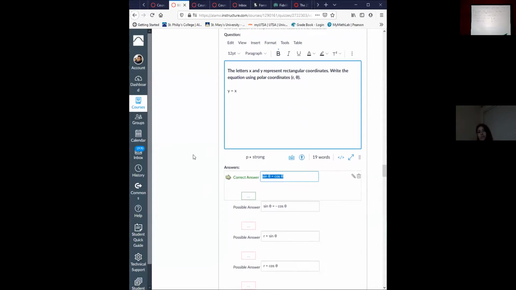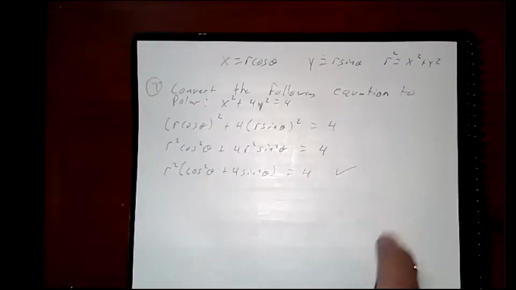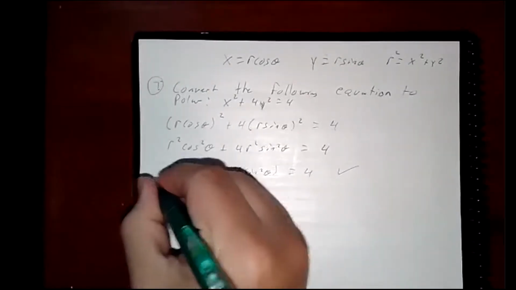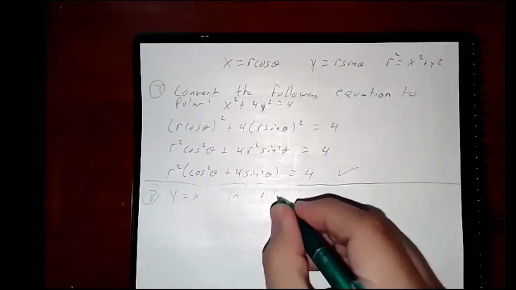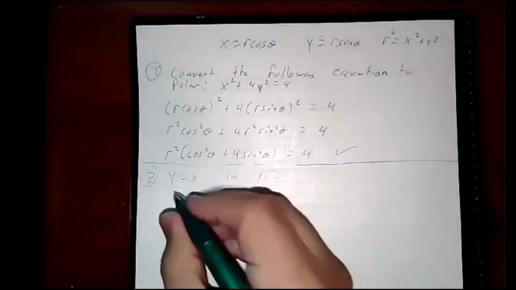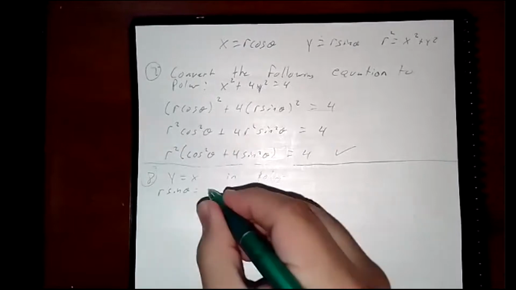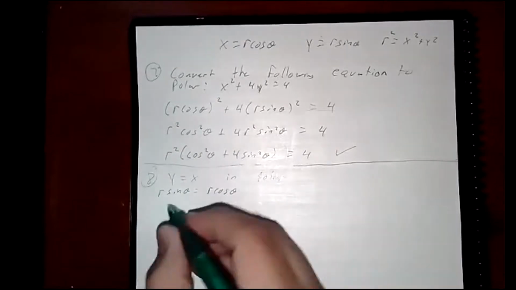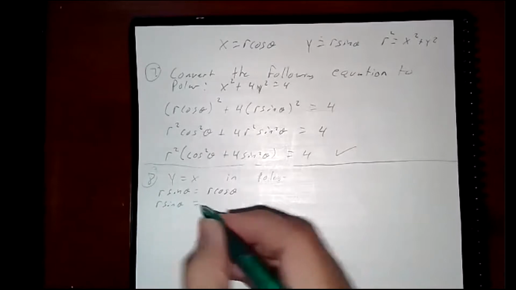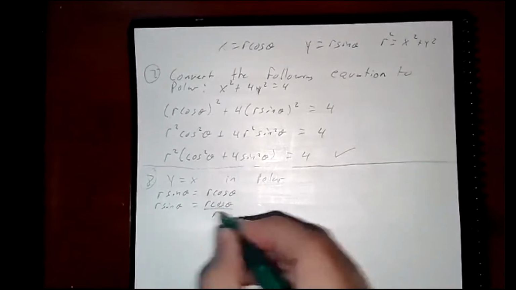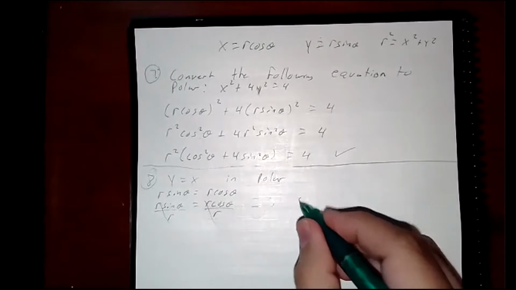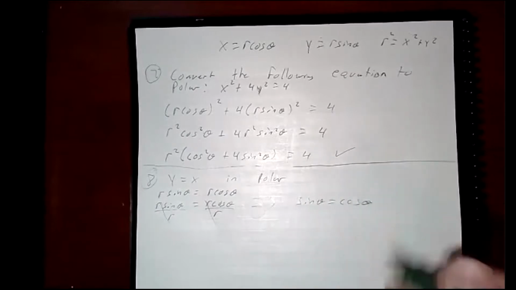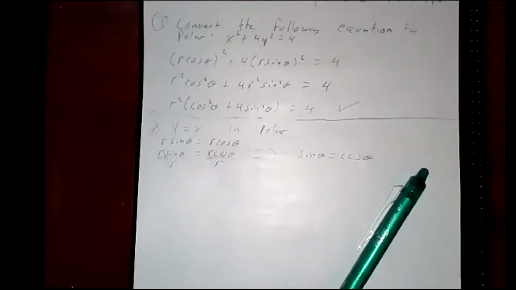There's nothing to do. I'll write it down real quick just so you see what I mean. It's like a one-liner. Y equals x in polar would be r sine theta equals r cosine theta. And then you divide both sides by r, and that's it. So your answer would be sine theta equals cosine theta. Nothing else to do.